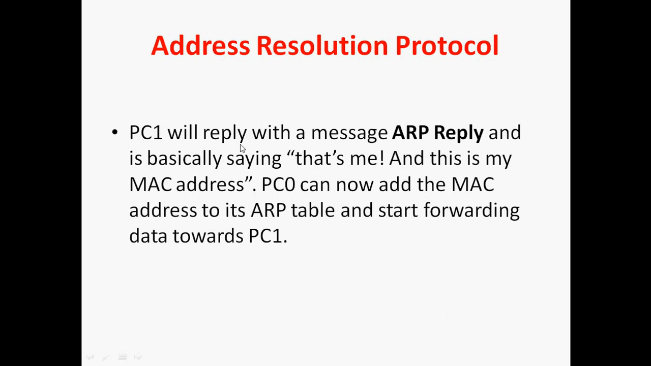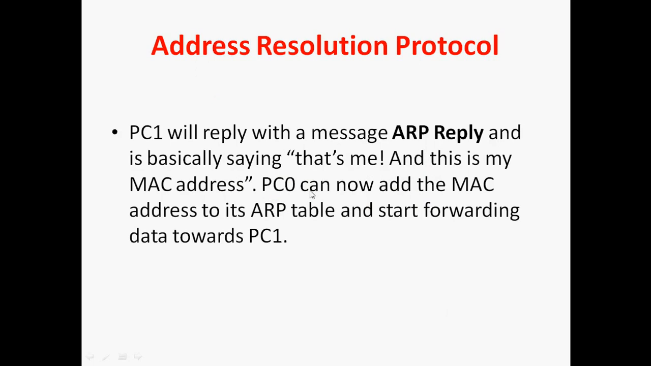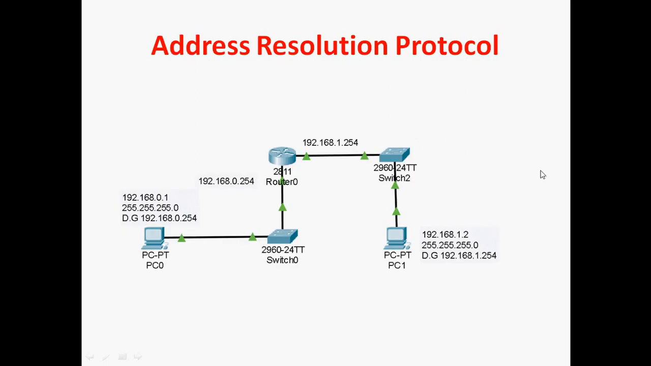So PC1 will reply with that message, the ARP reply, as on the previous slide. It is basically saying, that's me, and this is my MAC address. Now PC0 gets the ARP reply from PC1. After getting the reply, PC0 adds the MAC address to its ARP table and starts forwarding data to PC1. This is the ARP table for PC0: 192.168.0.2 is PC1's IP address, and that is the MAC address of that IP. So that is the first scenario.